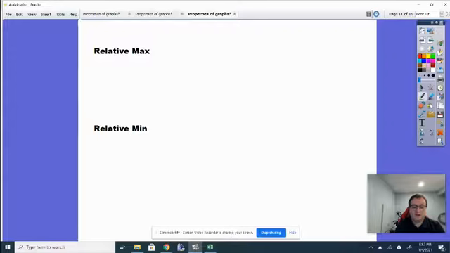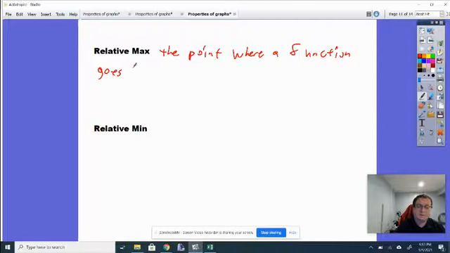Okay, relative min and relative max. A relative max is not the set of numbers, but the point where a function goes from increasing to decreasing.